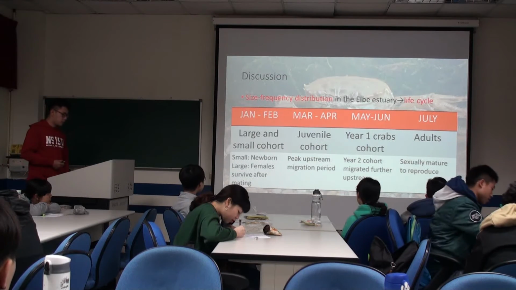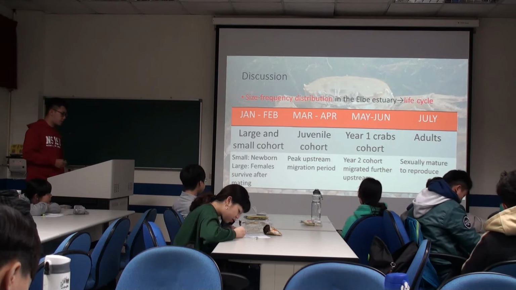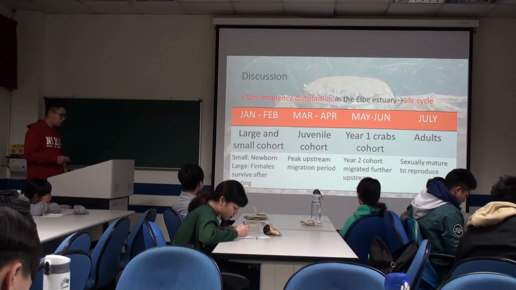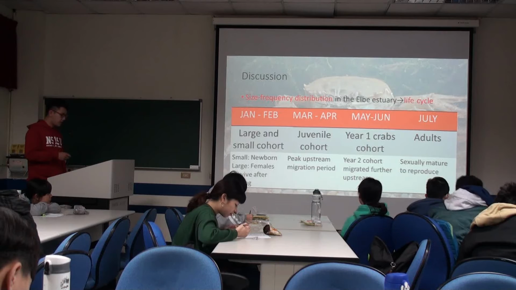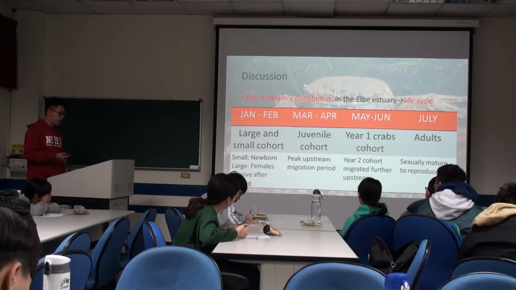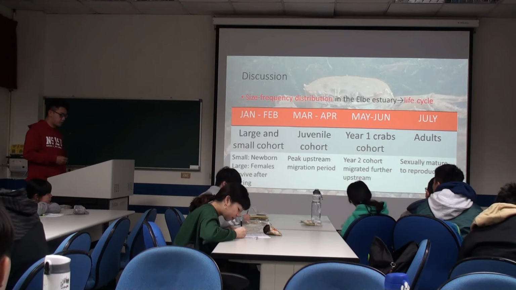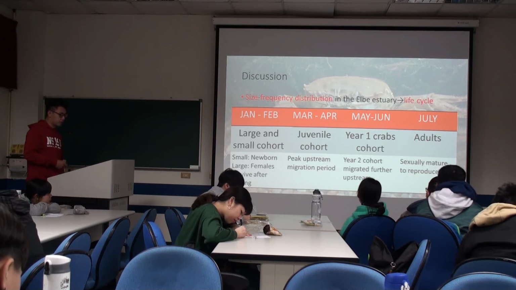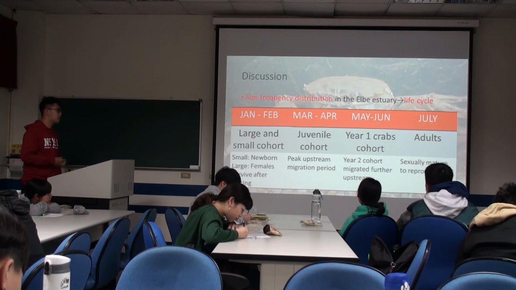And the size frequency distribution in the Elbe estuary shows the life cycle of the crabs. From January to February, we can find both large and small crabs here. In March to April, you can find juvenile crabs, which shows the crabs start to migrate. In May to June, you can find year-one crabs, and in July you can find the elder ones, which means the elders come back to reproduce.